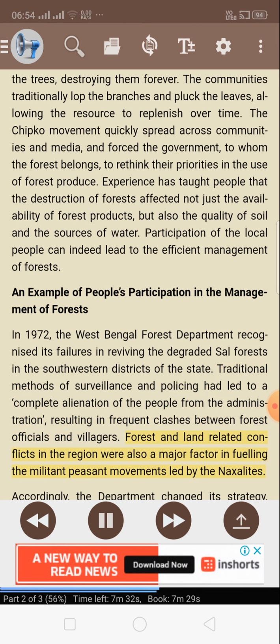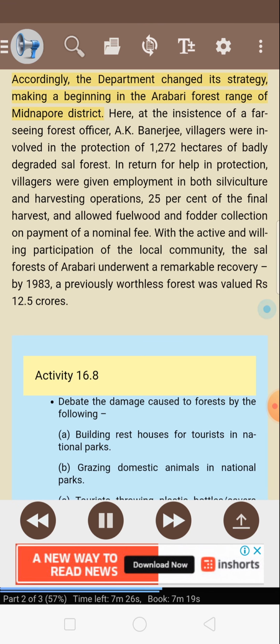Forest and land-related conflicts in the region were also a major factor in fueling the militant peasant movements led by the Naxalites. Accordingly, the department changed its strategy, making a beginning in the Arabari forest range of Midnapur district. Here, at the insistence of a far-seeing forest officer, A.K. Banerjee, villagers were involved in the protection of 1,272 hectares of badly degraded Sal forest.